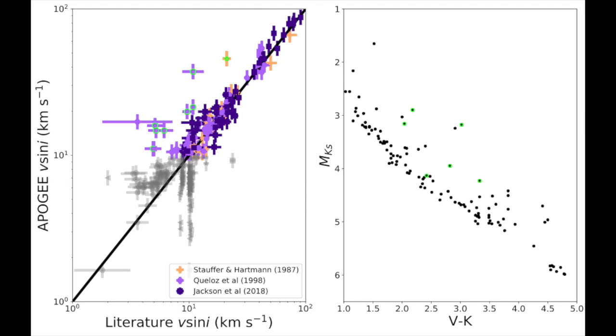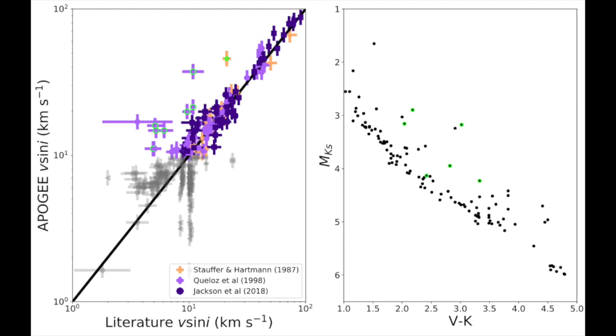The dark purple points from Jackson are vsini derived from medium resolution spectra, similar resolution to APOGEE, while the orange and light purple points are vsini derived from high resolution spectra. Points below the APOGEE detection threshold are denoted in gray in this figure, and points that are discrepant from the equality line at the 3 sigma level are highlighted as green. As you can see, these points are solely discrepant with higher resolution surveys.